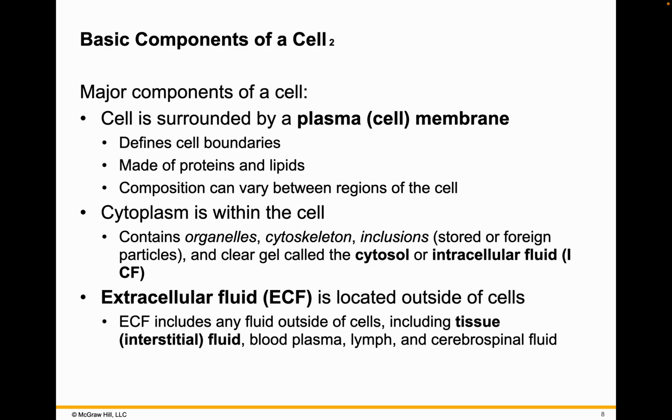The extracellular fluid is outside the cells, so any fluid outside of a cell, including in tissues, is extracellular fluid. If it's within a tissue, it's also referred to as interstitial fluid. So interstitial fluid is a type of extracellular fluid. And then we have blood plasma, lymph, and cerebrospinal fluid as extracellular fluid as well.